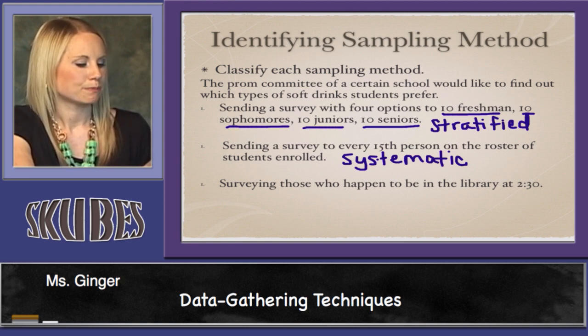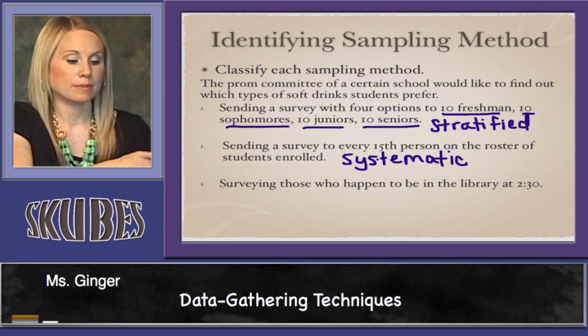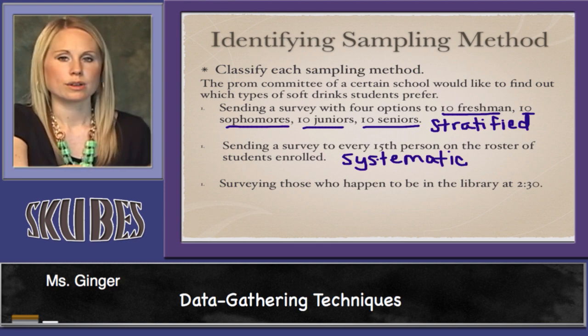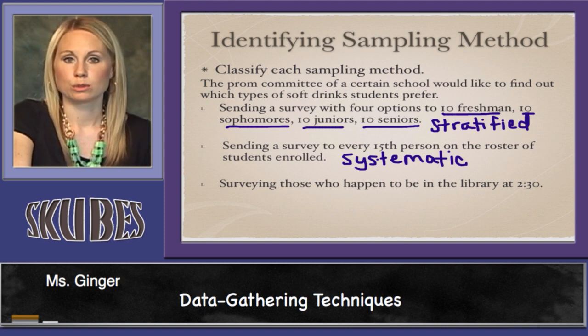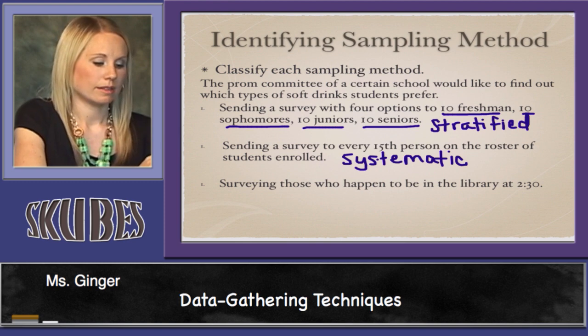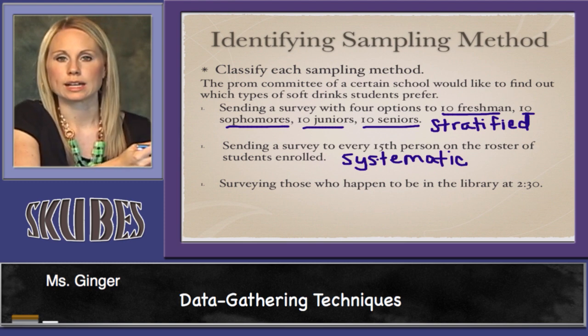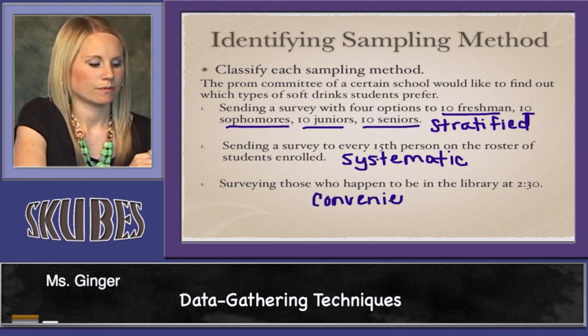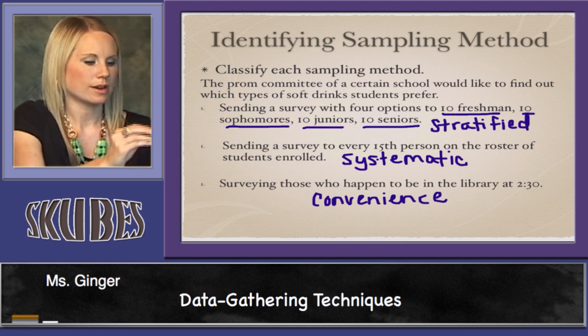Okay, here's a third method. Suppose instead that they surveyed those who just happen to be in the library at 2:30 p.m. Well, those who are in the library are those who are wanting to give out the survey, if they happen to be there at the same time that they're wanting to hand out the survey, that is going to be our convenience sample. All right.